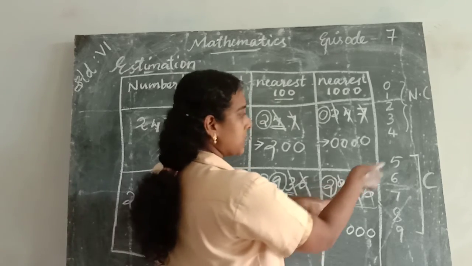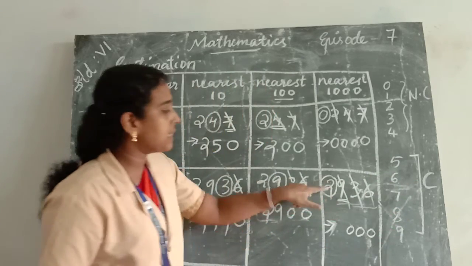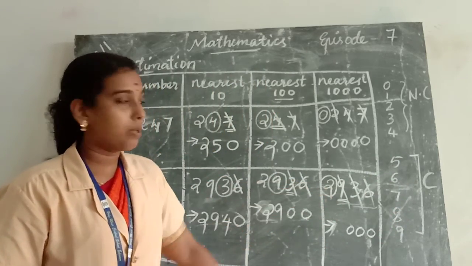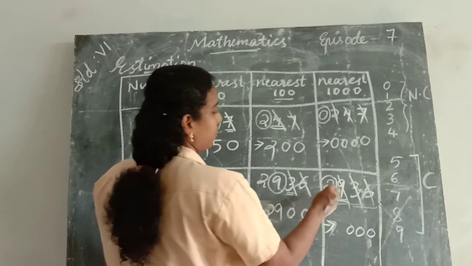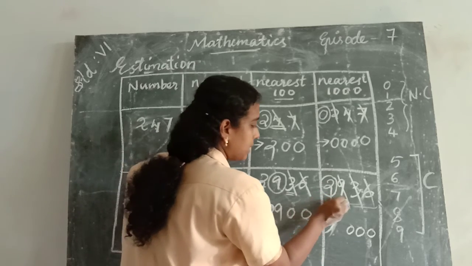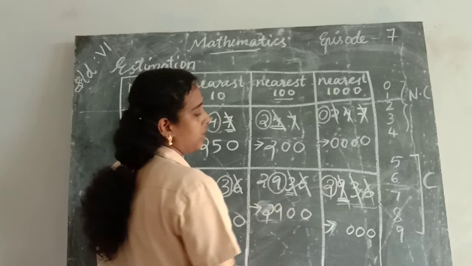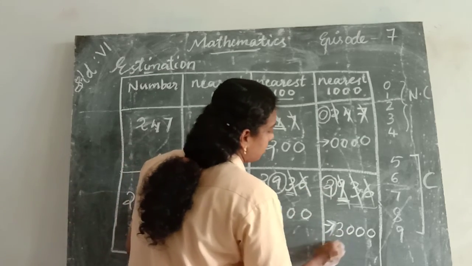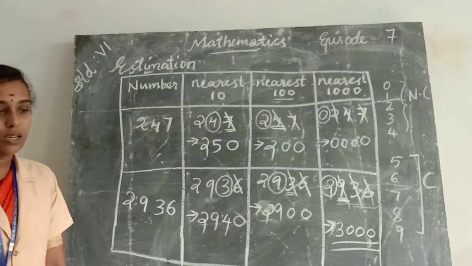If the digit is 5, 6, 7, 8, 9, then there is a change in the rounded number. That means we add 1 to the rounded number. We add 1 to the rounded number because the digit that just comes before the rounded digit is 9. So 2 plus 1 is 3. And the nearest 1000 is 3000.